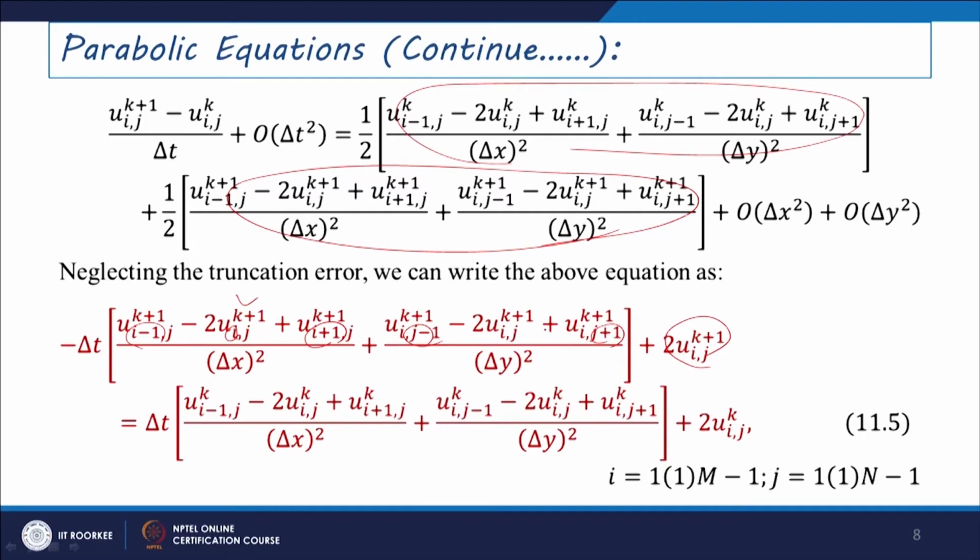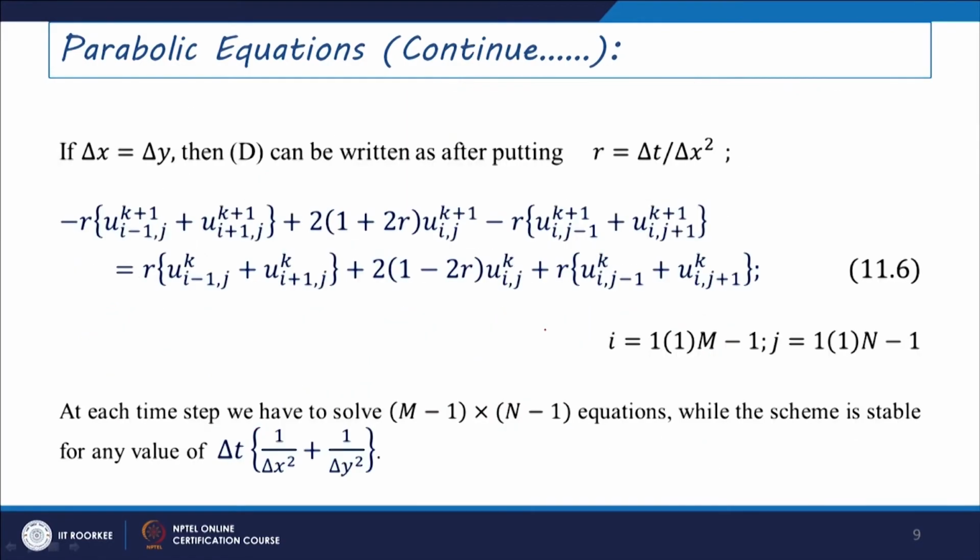We can separate it out and write it in a combined form as if del x equals del y, since we are just considering uniform grid sizes here. This means that whatever grid length we consider in the x direction, the same grid spacing we consider in the y direction here.